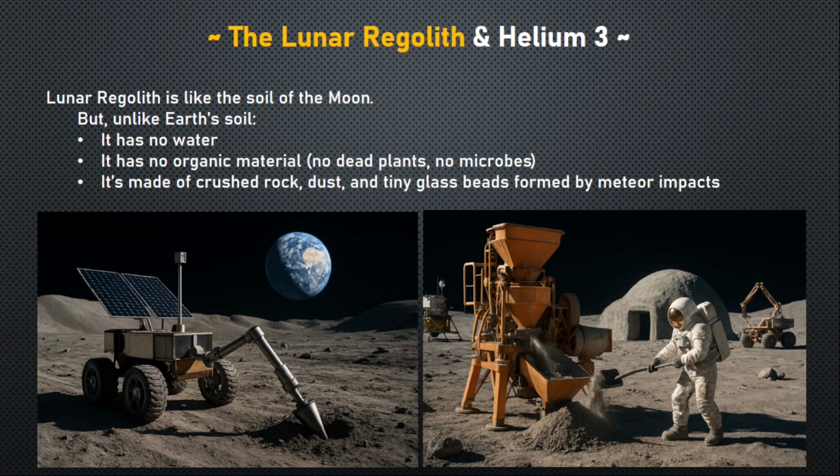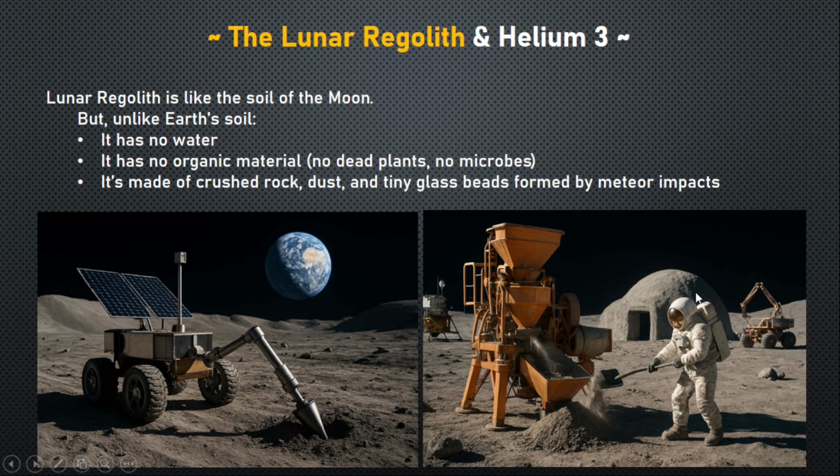So, the lunar regolith and helium-3. What is the lunar regolith? Simply put, the lunar regolith is like the soil of the moon. If you look at this picture, these are AI generated images. You can see a rover excavating the lunar soil. You can also see this astronaut building a ridge with the lunar soil. Just think about it as the lunar soil. This is an AI image, so they use it to build a house.